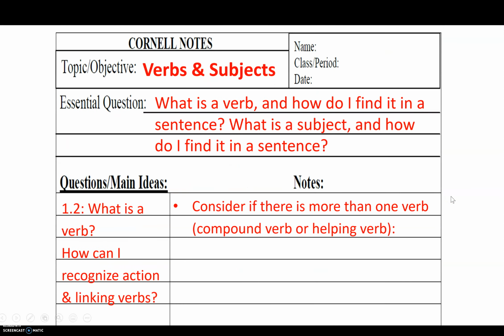We also want to think about if there's more than one verb. So sometimes we're going to have something called a compound verb where there's two separate action verbs or two separate verbs. And sometimes, like we learned last time, we're going to have a helping verb. So a helping verb that's assisting the main action verb. For example, the baby kicked and screamed. The baby is physically kicking and screaming, right? Those are both action verbs, and we call that a compound verb because there's two of those verbs happening.